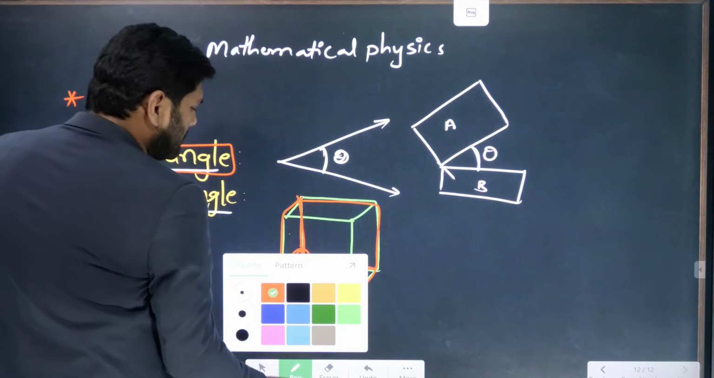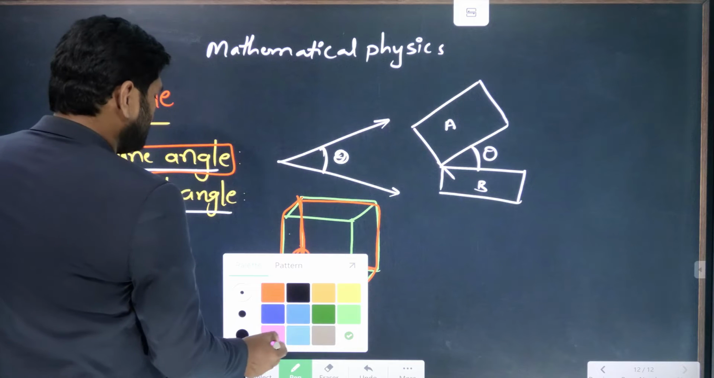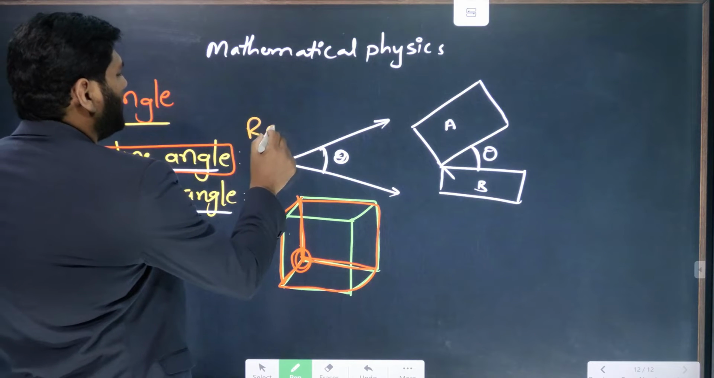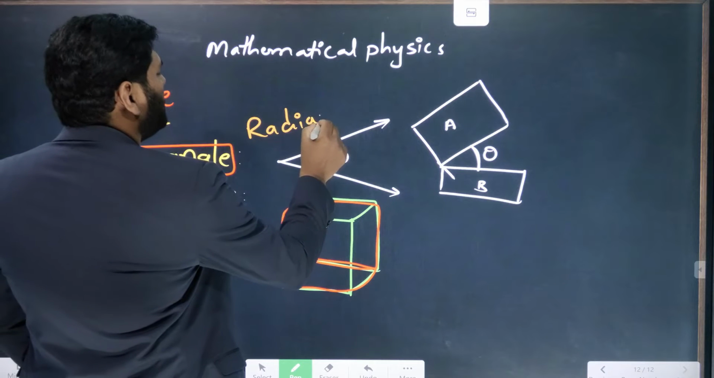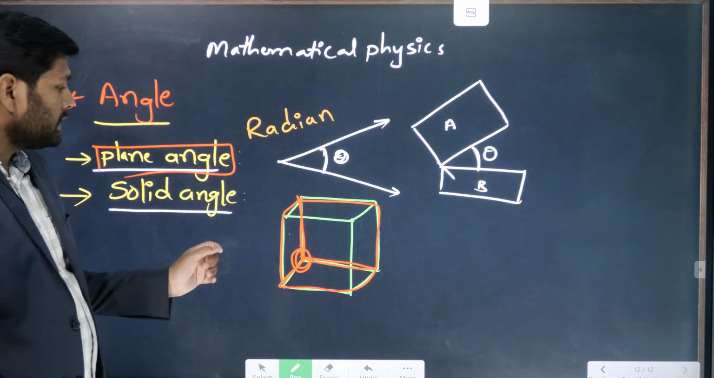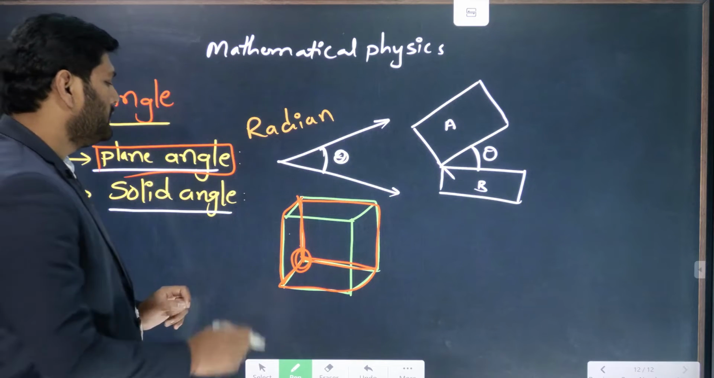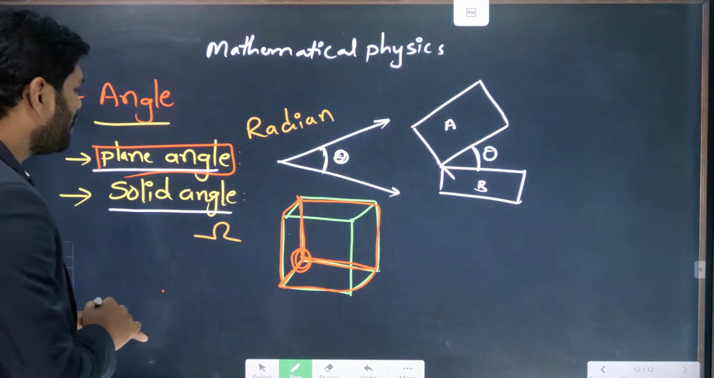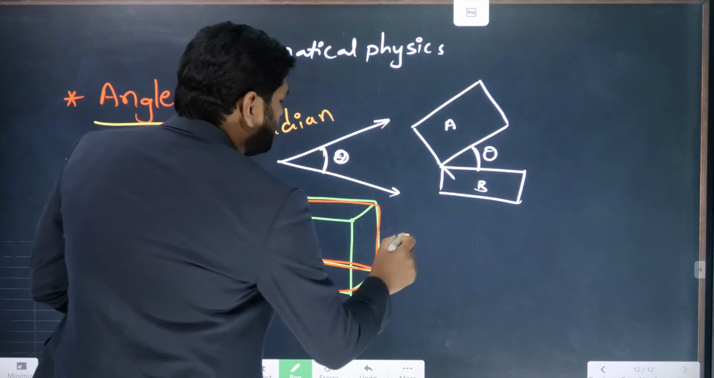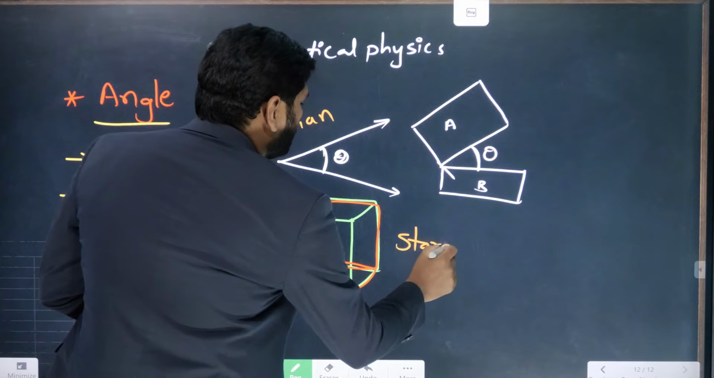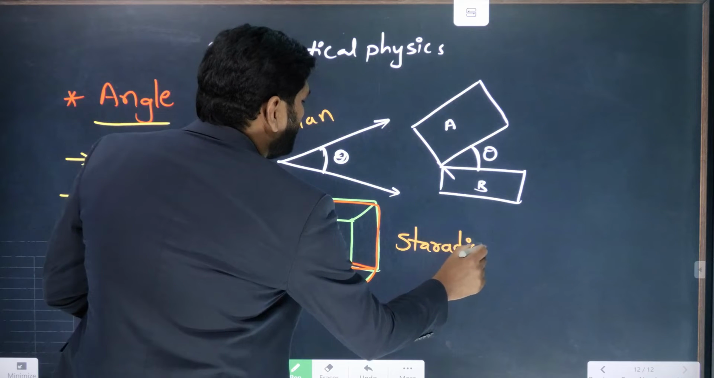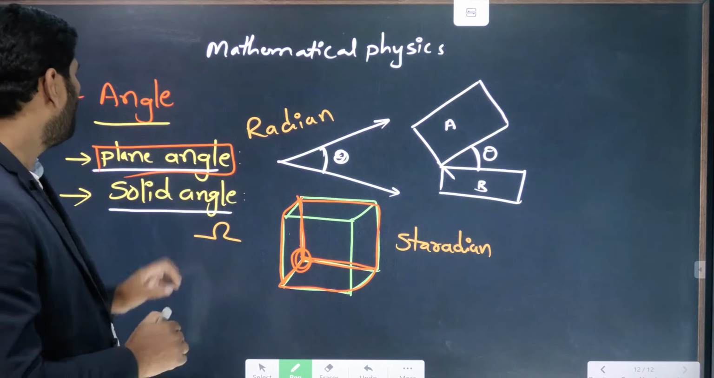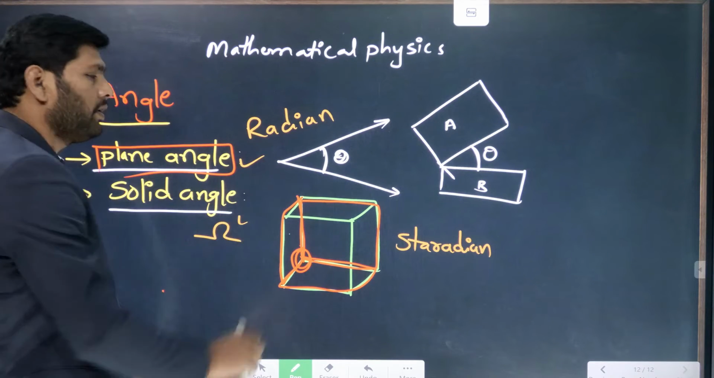What is the unit for plane angle? Plane angle units are radians. Keep it in mind. The SI unit is radian. Coming to the solid angle, generally represented with omega, the unit for solid angle is steradian. Steradian is the unit for solid angle. So this is about plane angle and solid angle.